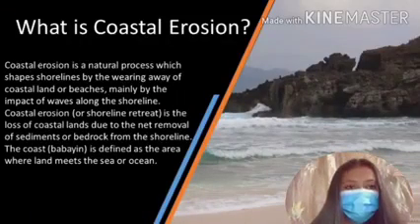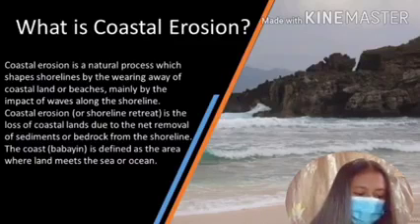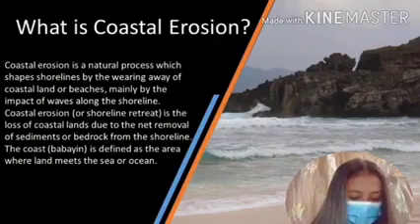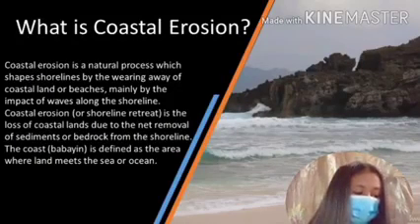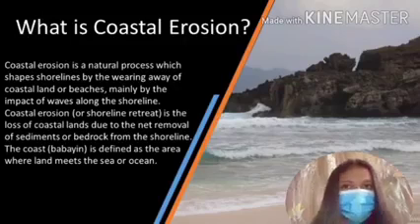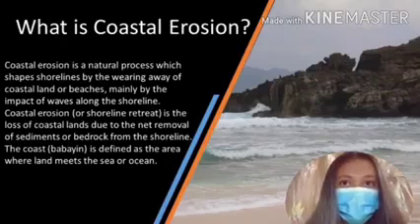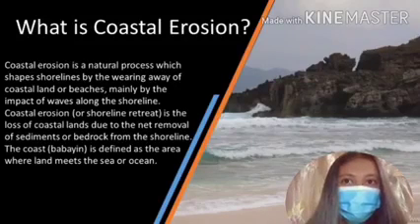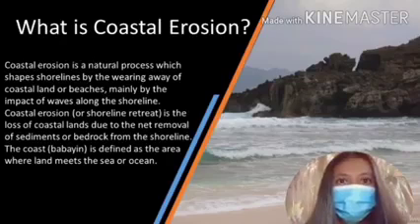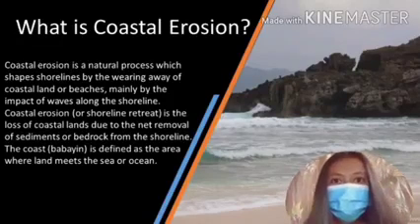Coastal erosion. What is coastal erosion? Coastal erosion is the process by which local sea level rise, strong wave action, and coastal flooding wear down or carry away rocks, soils, or sand along the coast. Coastal erosion is a natural process which shapes the shoreline by wearing away of coastal land or beaches. It is mainly caused by the impact of waves along the shoreline.